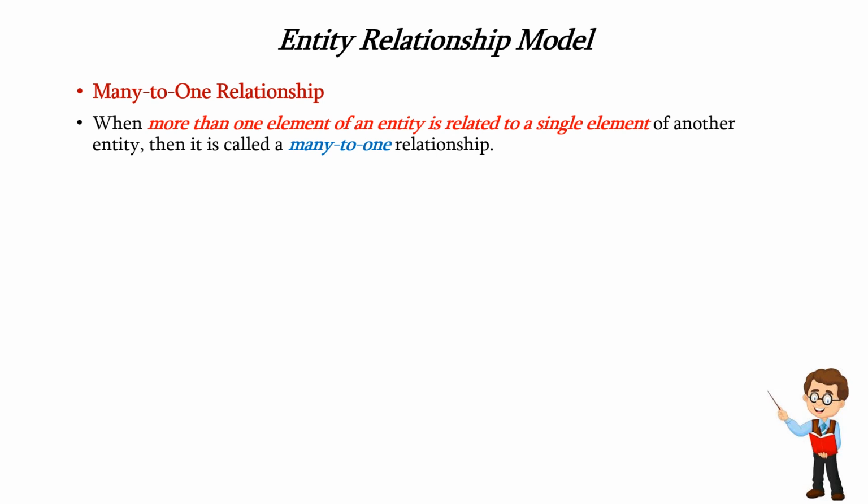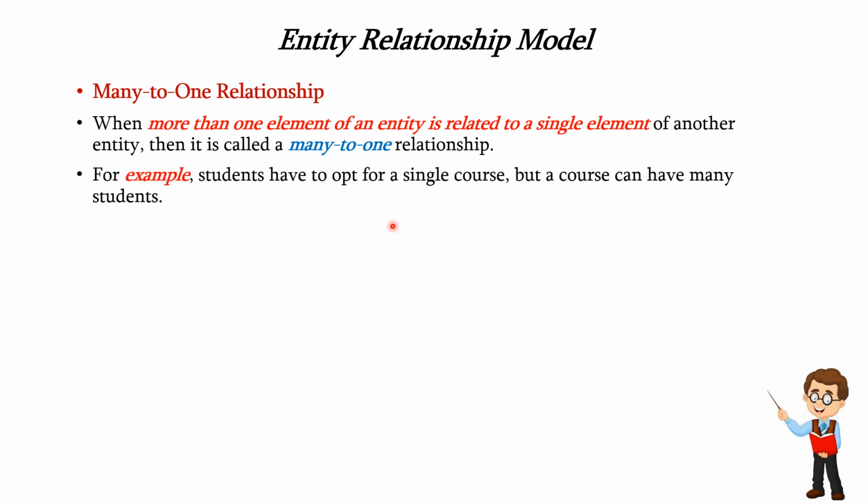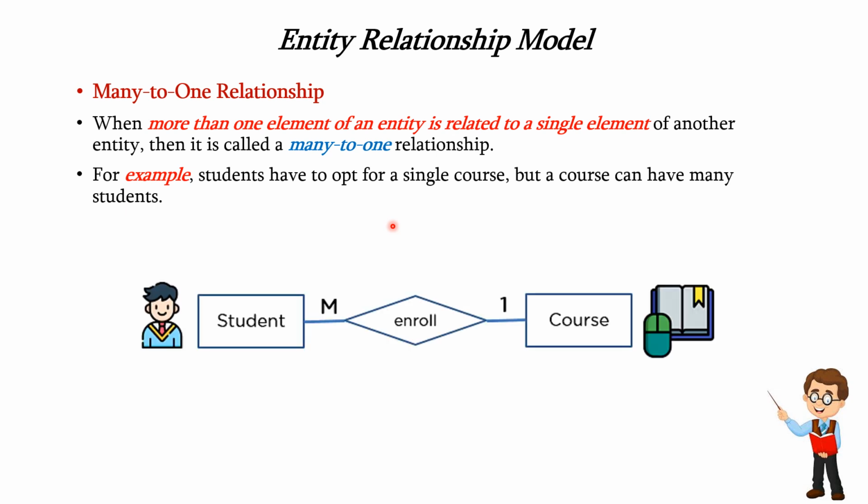Next, we can have many-to-one relationship. When more than one element of an entity is related to a single element of another entity, it is called a many-to-one relationship. For example, students have to opt for a single course, but a course can have many students, as illustrated in this diagram. Many students can enroll for one course, but one course can be taken by many students. That is the concept of many-to-one relationship.